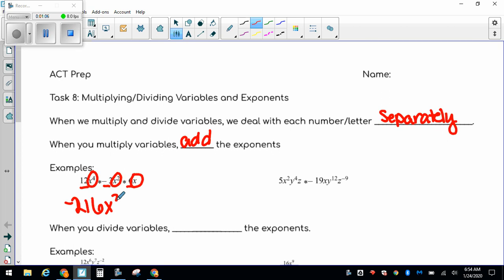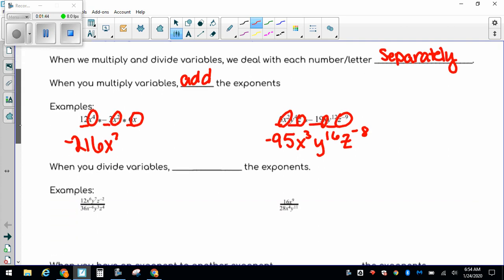Over here, I have a bunch of numbers and letters. So I'm going to start with the numbers. 5 times negative 19 makes negative 95. I have 2 x's and then another x, so that makes 3 x's in total. Here I have 4 y's and another 12 y's, so that makes y to the 16. And then here I have 1 z plus negative 9 z. So 1 plus negative 9 makes z to the negative 8. That's all pretty straightforward.